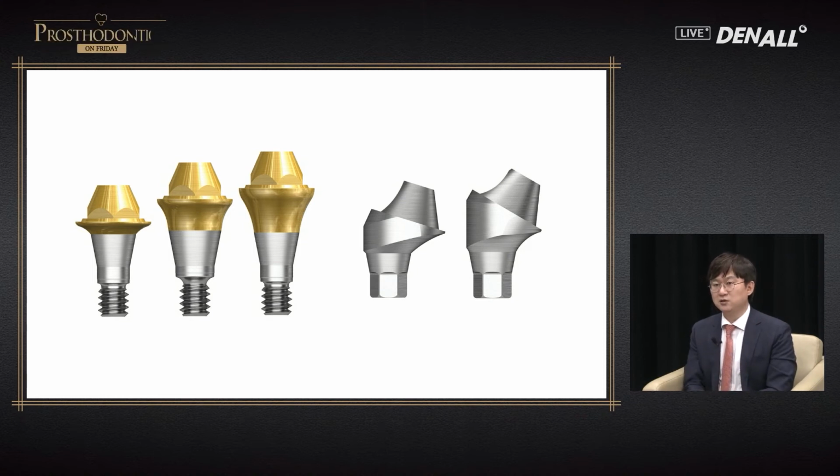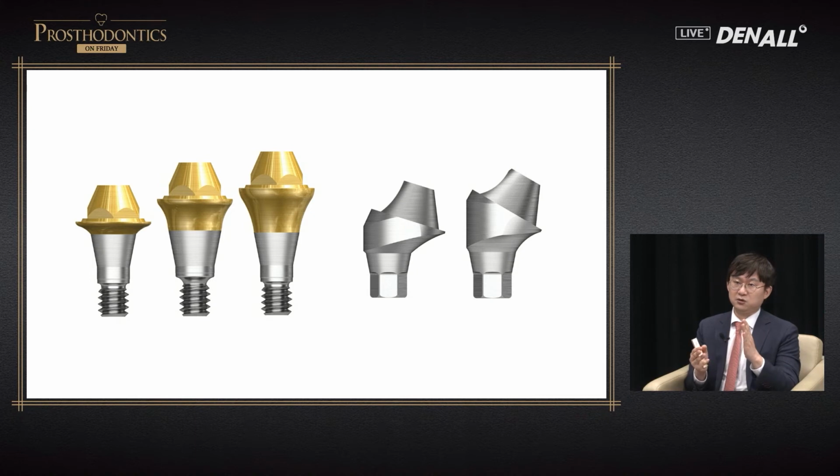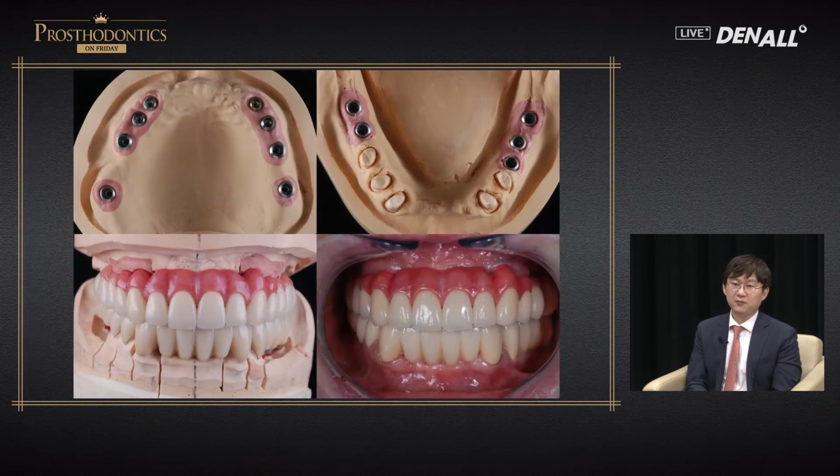Or in the maxilla, implants in the anterior and those in the posterior have different paths. Angled multi-unit abutments: the angled portion, the collar, is long, therefore that should be considered when placing implants.